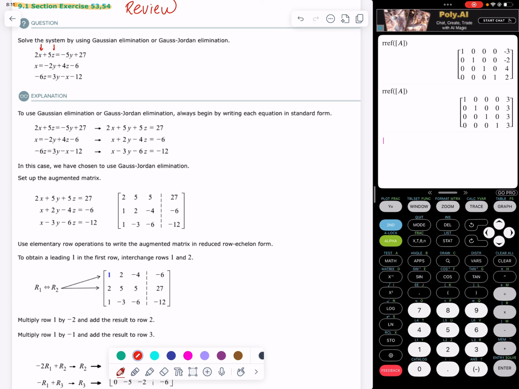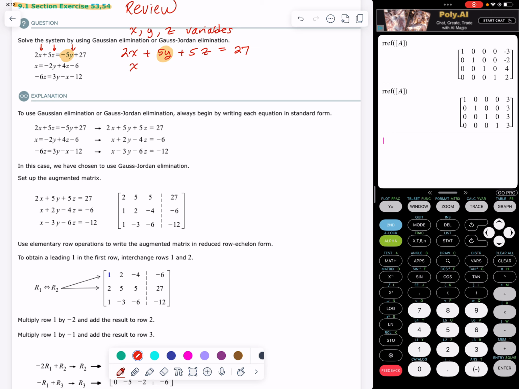Notice your X, your Z, and your Y. So our variables are X, Y, and Z. The important thing is they must be in alphabetical order. So let's do it. 2X plus 5Y plus 5Z equals 27. Keep in mind, if it's a negative 5Y on this side, it's a positive 5Y on the other side of the equation. Makes it easy, okay?